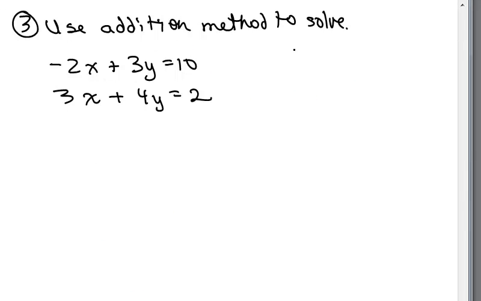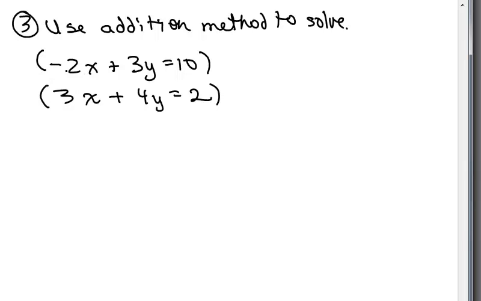All right, for this problem we're asked to use the addition method to solve. So I need to multiply one or both equations by something so that the coefficients of either the x terms or the y terms are opposites. Right now I see that the x terms have one that is negative and one that is positive, so I'm going to eliminate the x terms.